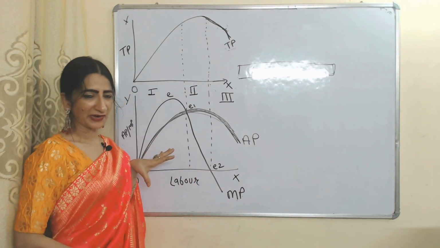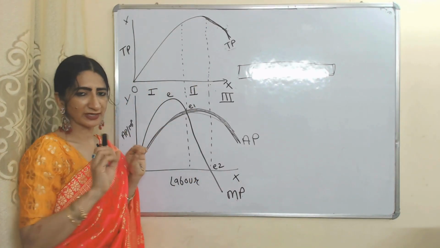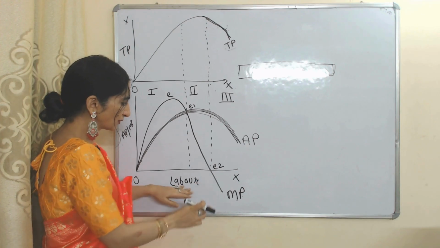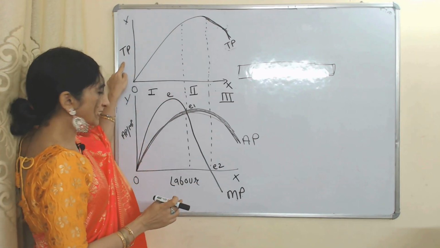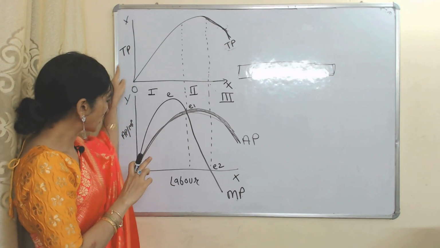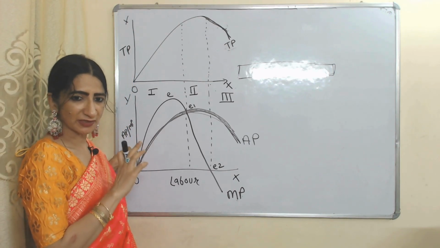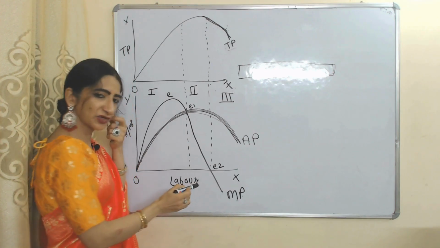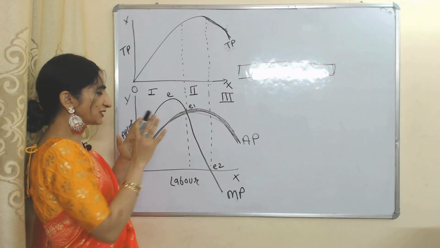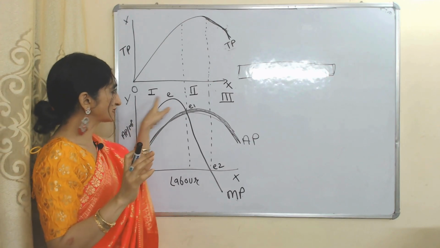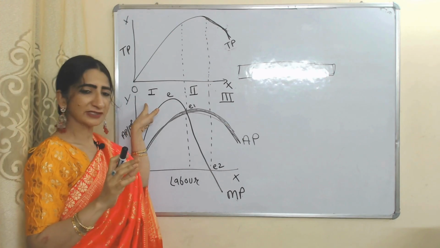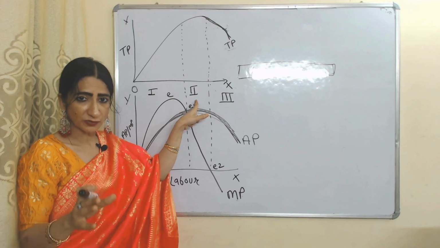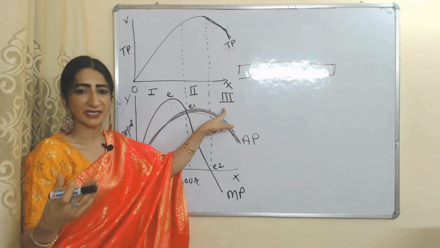Now we will see a diagram. Here we have two panels, both connected with each other. On the horizontal side we have labor. On the vertical side, this side we have total product, and this side we have average product and marginal product. This is total product, this is average product, this is marginal product. This diagram is divided into three stages: first, second, third. First stage means increasing return to variable factor, second means decreasing return to variable factor, third means negative return to variable factor.